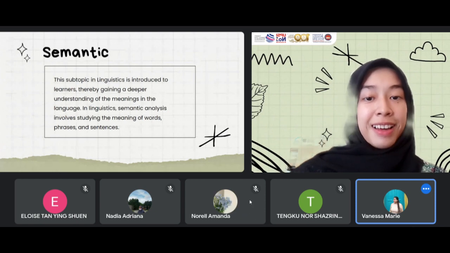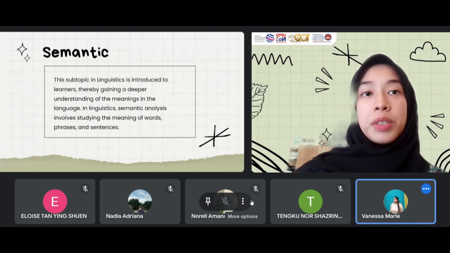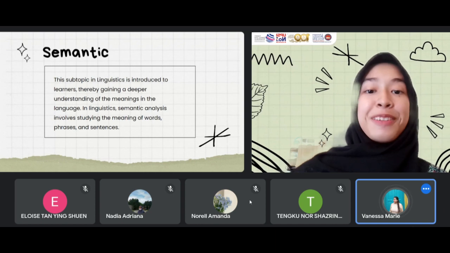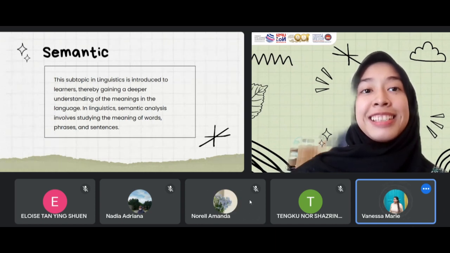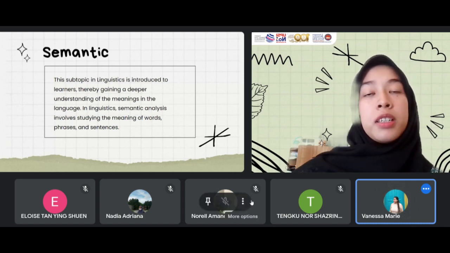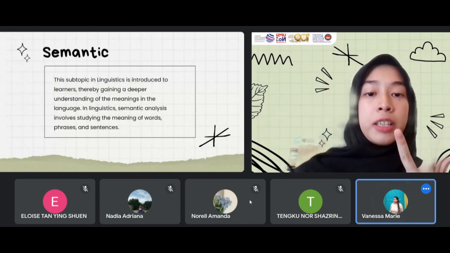Next is semantic. According to Finnegan, semantic can be defined as the study of the systematic ways in which language structure meaning, especially in word or sentence. In other words, semantic can be defined as the study of meaning, and it can be applied to the entire sentence or single word. Semantic has 3 types of meaning, which are linguistic meaning, social meaning, and affective meaning.